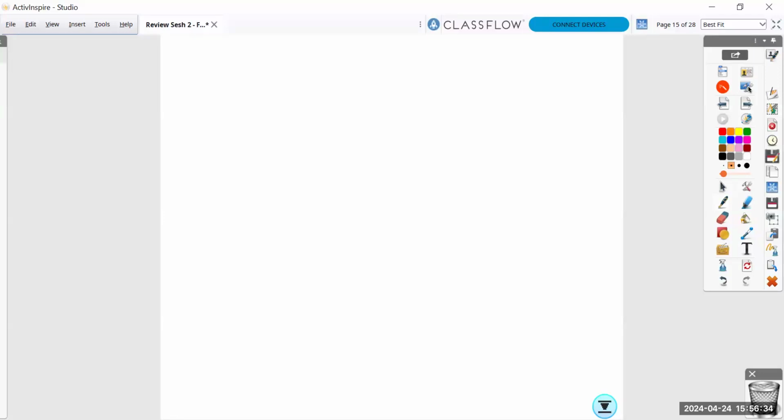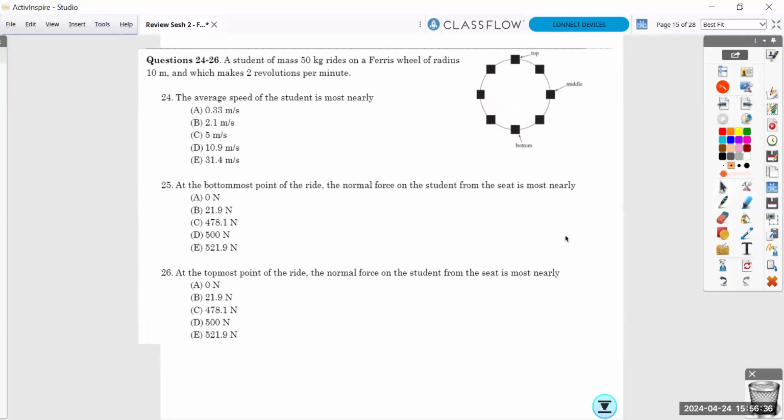Well, no, it doesn't say net tension. But this is a very good rotation question. This is a very good centripetal forces question.